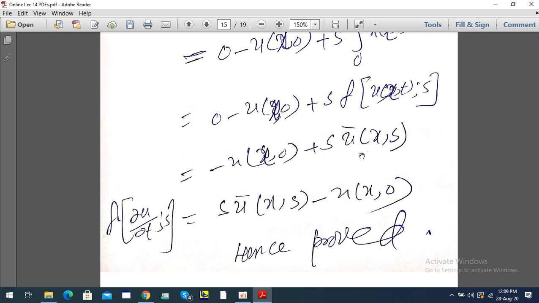Now if you arrange this, we first write s u bar(x,s) minus u(x,0). So actually the Laplace of du by dt, or partial u by partial t, is s u bar(x,s) minus u(x,0). This u(x,0) is without Laplace. Here t is equal to 0.